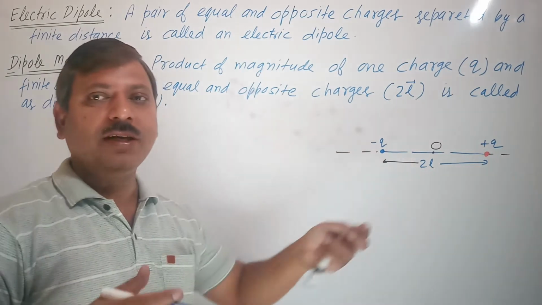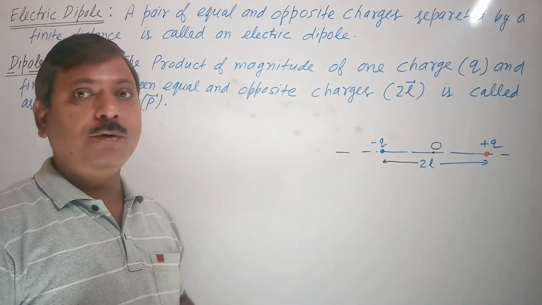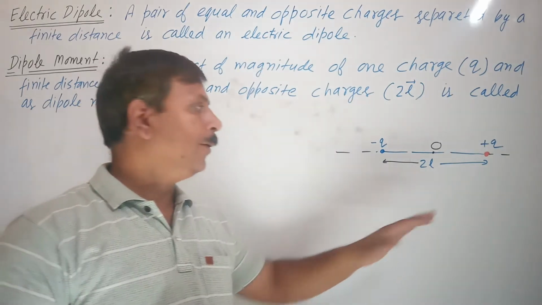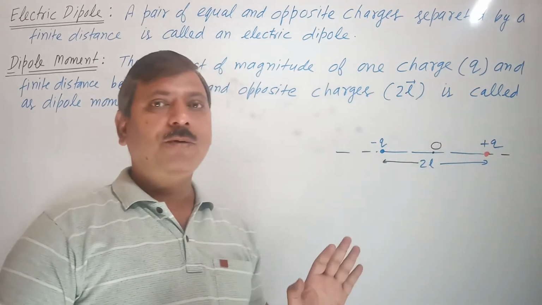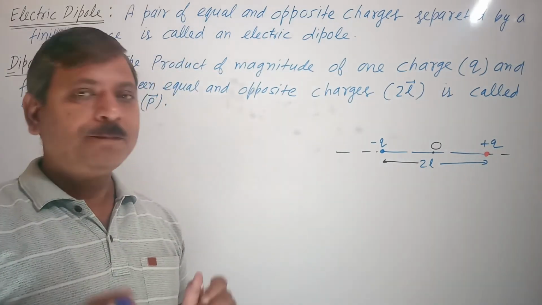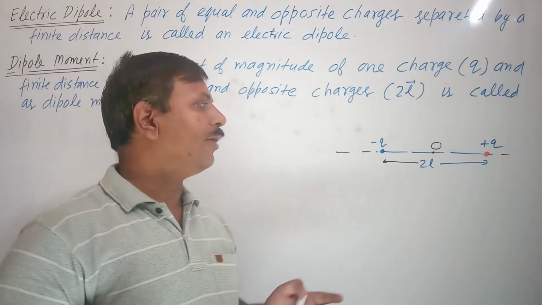Actually, we are taking the small distance as 2l for convenience. If you are taking a distance from the dipole, you cannot take it from plus q or from minus q. You have to take it from the central point. That's why this distance we have taken as 2l. It is easy for calculation.